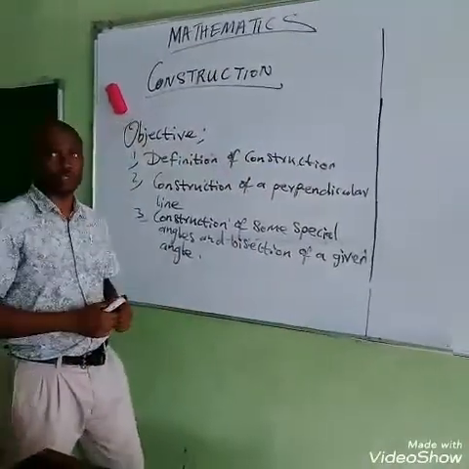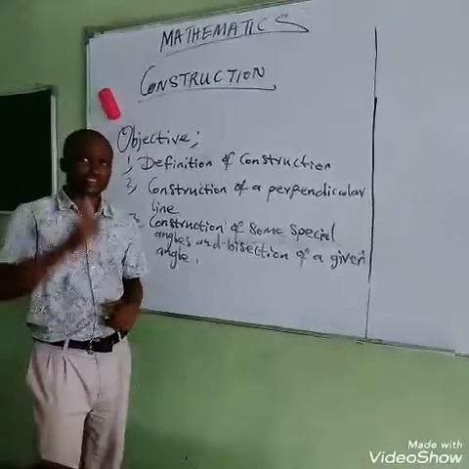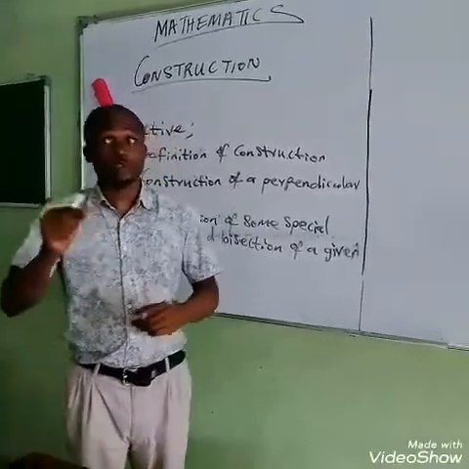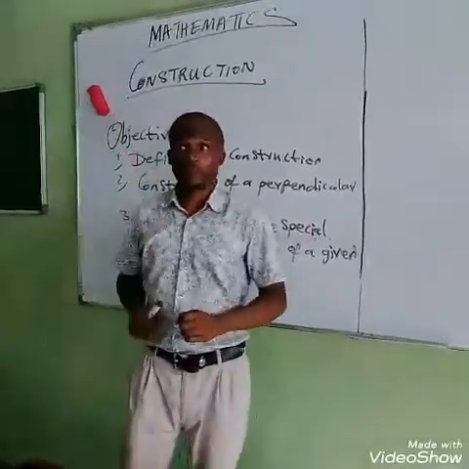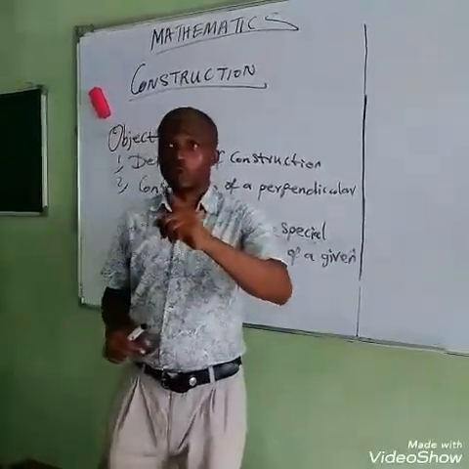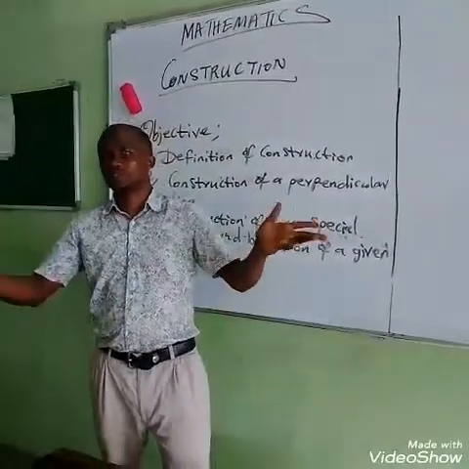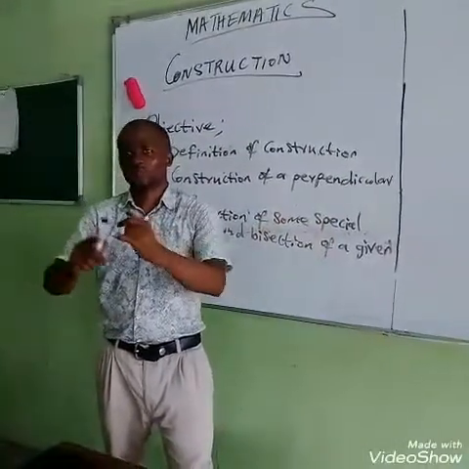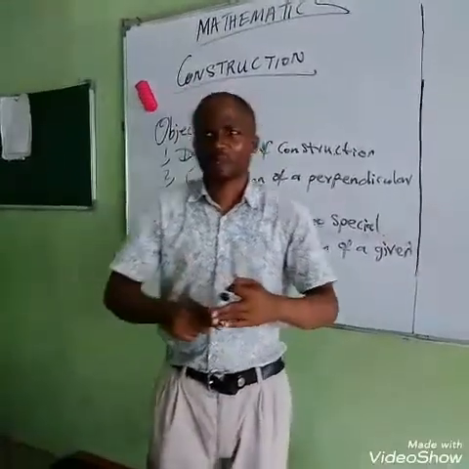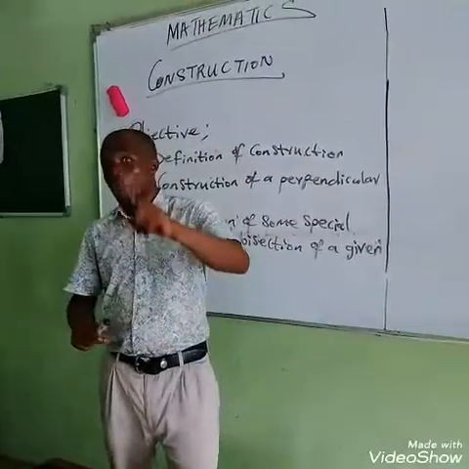Now, having defined construction, in every construction, it starts with a point. Let's know what a point is. A point is a location. In other words, a point occupies a position. It has no magnitude or size. That is, a point has no width, no length, no depth. In fact, it is zero-dimensional. It can be shown by a dot.